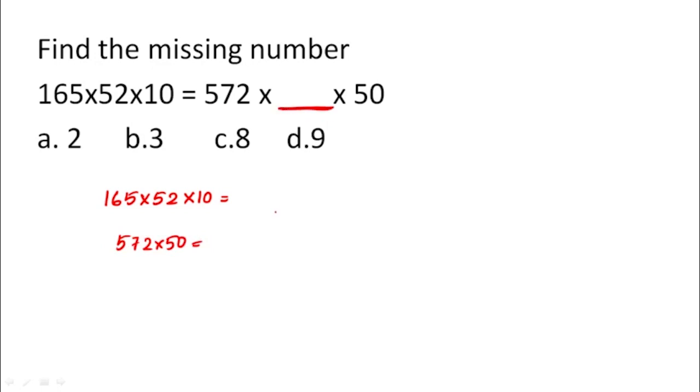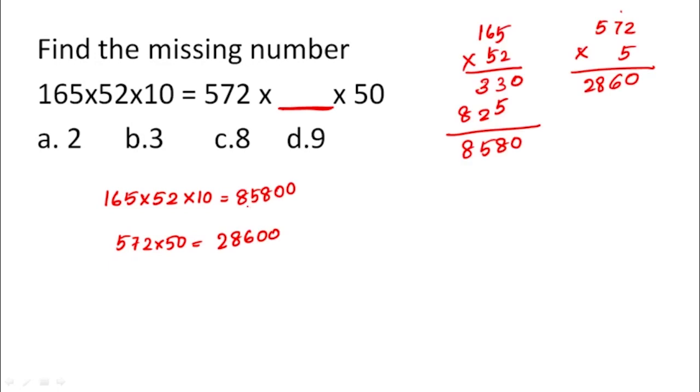Okay, so if you actually solve, what will you get? 85,800, and the product of these two numbers, 572 multiplied by 50, is 28,600, and then you will have to find out what will come in the place of this blank. So what is actually happening here? You have on the left hand side 85,800 is equal to some number multiplied by 28,600. So what can come in the place of this blank?